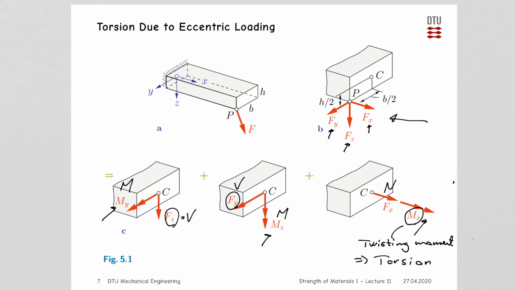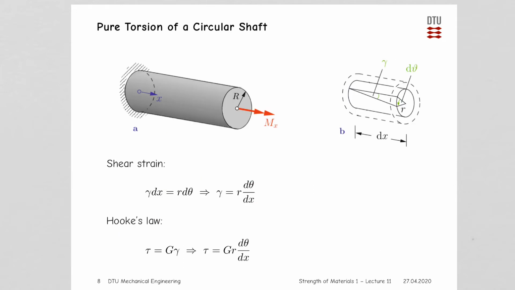Now looking at torsion on rectangular cross sections, it's not that easy. So we will focus on circular rods or shafts. And we will still have the torsion moment, what we call mx here. Now let's see what happens when we apply a twisting moment to our circular shaft.